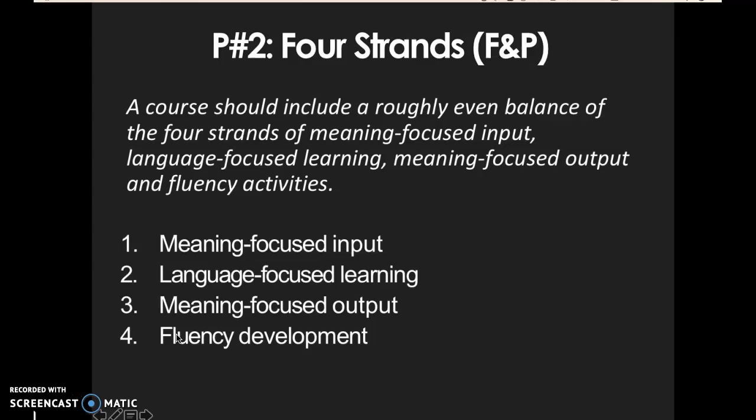So a course should include a roughly even blend of the four strands of meaning-focused input, language-focused learning, meaning-focused output, and fluency activities. So the first one is meaning-focused input. The second one is language-focused learning. The third is meaning-focused output. And the fourth is fluency development.